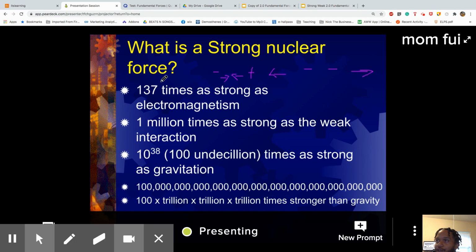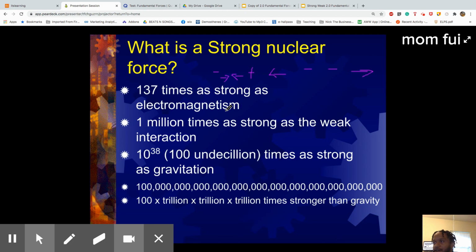So what is strong nuclear force? It's 137 times as strong as electromagnetism. Remember the force that keeps our hands from sliding through each other? That is 137 times as strong as that. It's 1,000,000 times as strong as the weak interaction, and it's 10 to the 38 or 100 undecillion times as strong as gravity. So if we think that it's really hard to jump, well, it's really, really, really hard to split an atom.